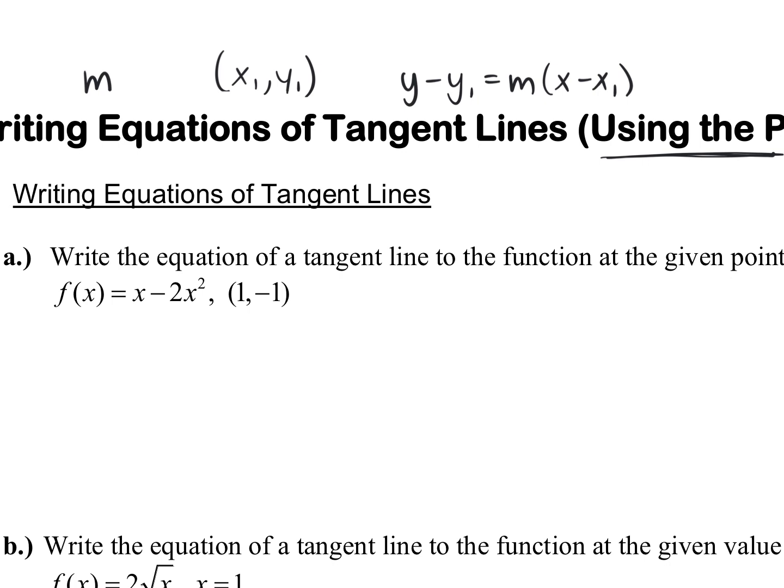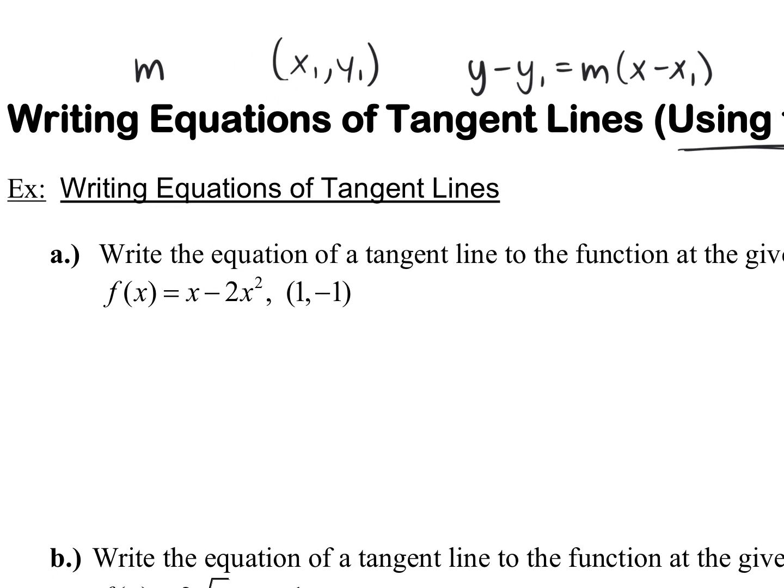So we're given this function and we have a point. I have a point, now I just need to find the slope. So let's use our power rule to find the derivative of this function. If I take the derivative of x, what do I get? 1. The derivative of negative 2x squared: this 2 comes down in front, multiply it with that negative 2, I get negative 4x to the first power, which we don't have to write. We can just write 4x.